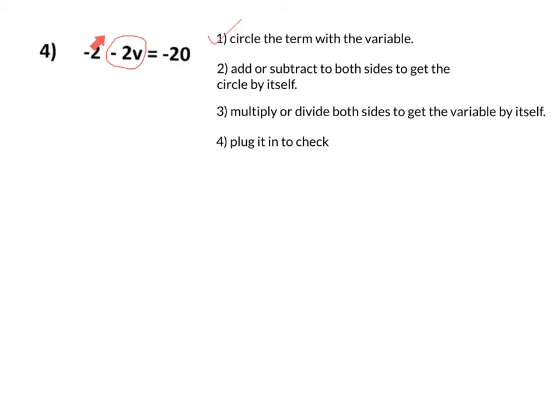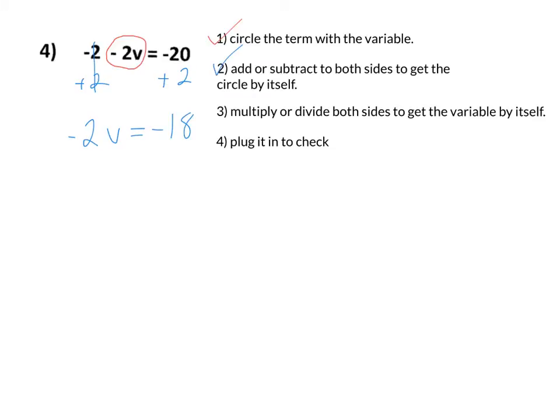What's the inverse of negative 2? The inverse of minus 2 is plus 2. I'm going to add 2 to both sides. Negative 2 plus 2 is 0. I get negative 2v is equal to negative 20 plus 2, which is negative 18.